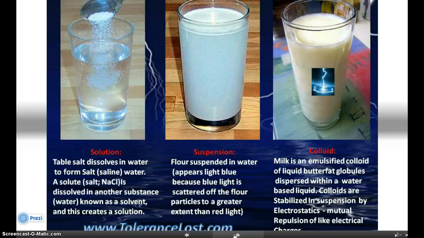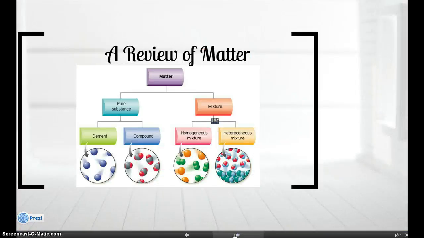A suspension, an example here, flour suspended in water. It appears light blue because the blue light is scattered off of the flour, and the particles are larger, and so you can see that mixture there. And eventually, on the suspension, that flour will separate out and drop to the bottom. A colloid, milk is an example of a colloid, which gives you this milky looking substance. You can kind of read through there to see why, but colloids again can scatter light as one of the examples of what they do.